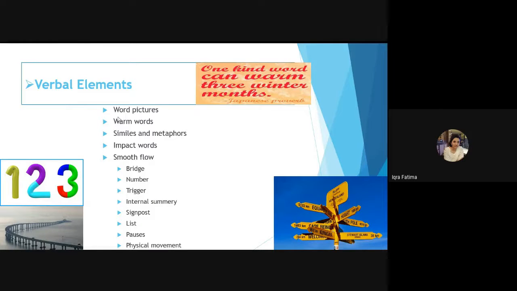Third one is similes and metaphors. Similes and metaphors are when you compare different things together. Especially with abstract things, if we say that building a business is like building an empire, this is when we compare and contrast different things to give them an imagination of the things you are talking about.